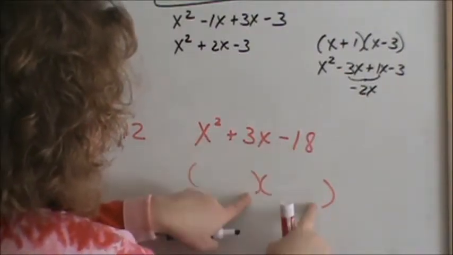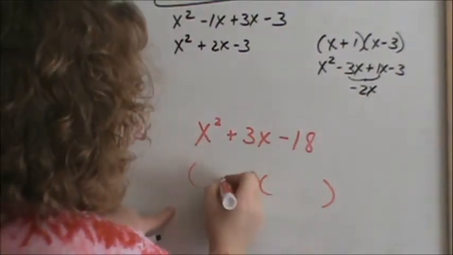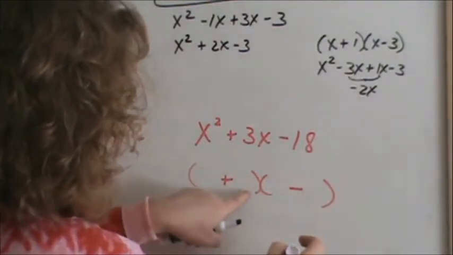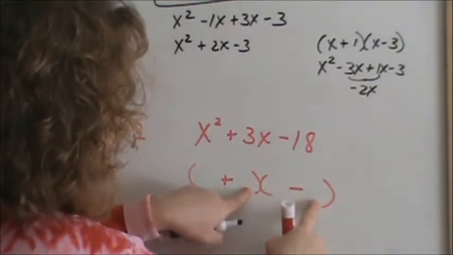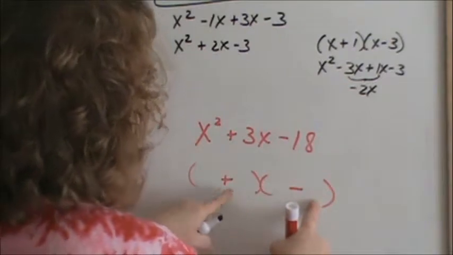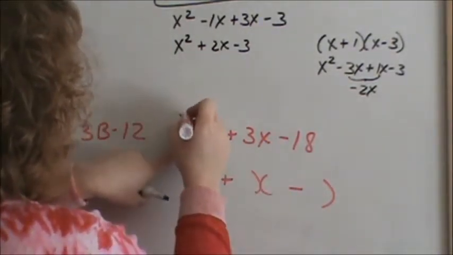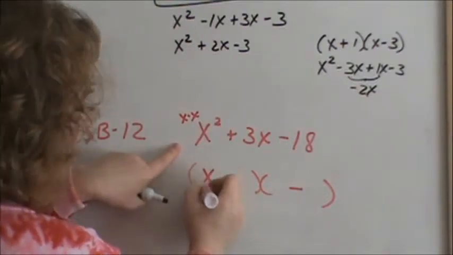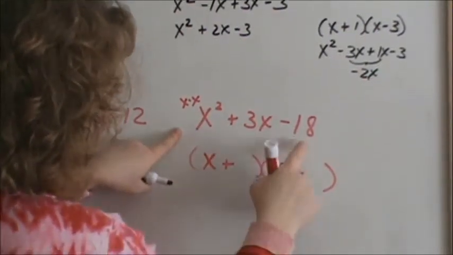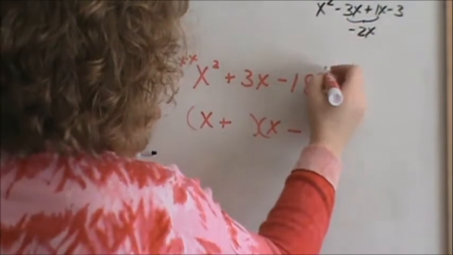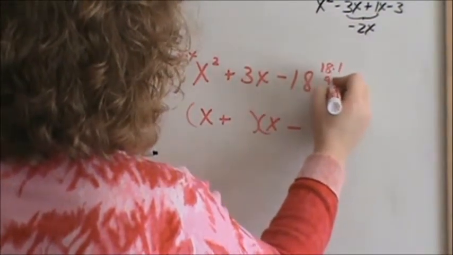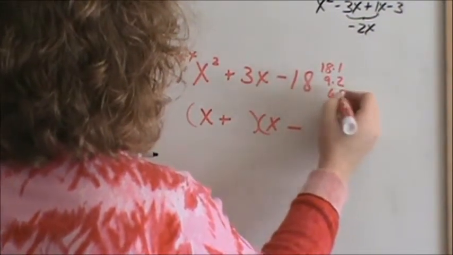Since I need a negative, it means one needs to be positive and one needs to be negative, because a positive times a negative gives me a negative. Okay? Now I'm ready to factor. Factors of x squared are just x times x. So 1x here, x here. My factors of 18: 18 times 1, 9 times 2, 6 times 3.